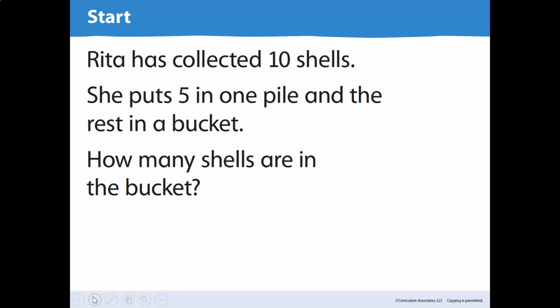We're going to start off on your whiteboard. Rita has collected 10 shells. She puts 5 in one pile and the rest in a bucket. How many shells are in the bucket? Go ahead and figure that out. You can pause. Great job. Did you draw 5 in a pile? And then how many did she put in the bucket? She put the rest, which is 5.